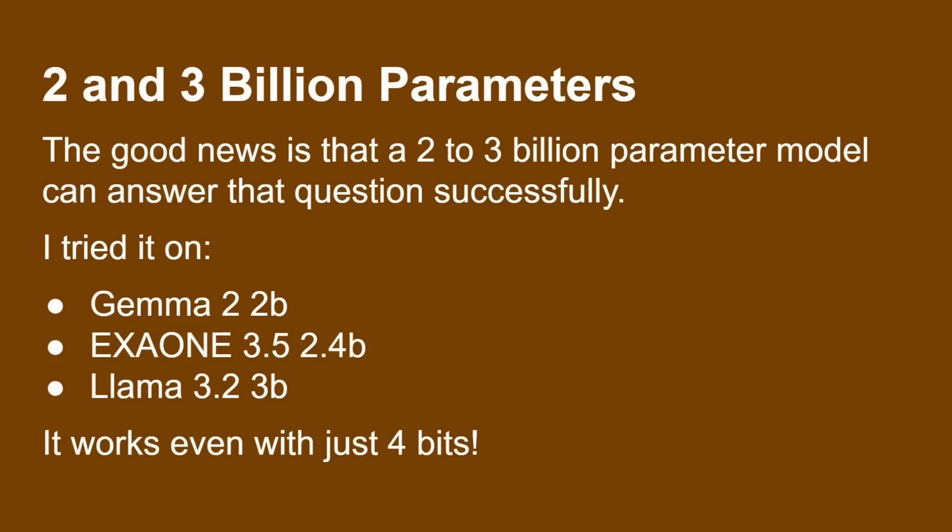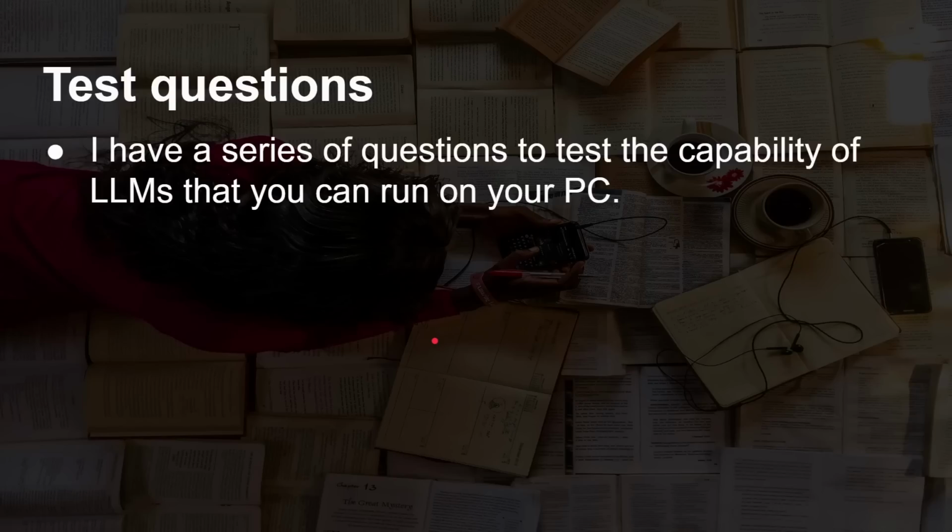So you can start to do some useful sentiment processing, for example, using only a 2 or 3 billion parameter model, and those can be easily run on any kind of desktop, on a laptop, on a Jetson Orin Nano, for example. They'll all run on those very easily, and it'll actually give you useful output. Now I have a series of questions to test the capabilities of these LLMs at their different parameter sizes and their different quantization levels, and these are all things you can run on your home PC.